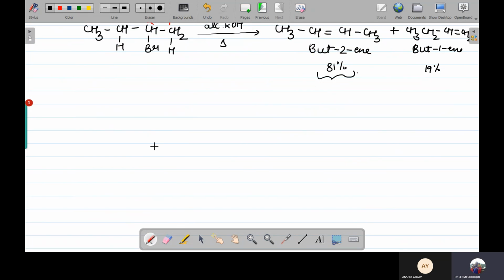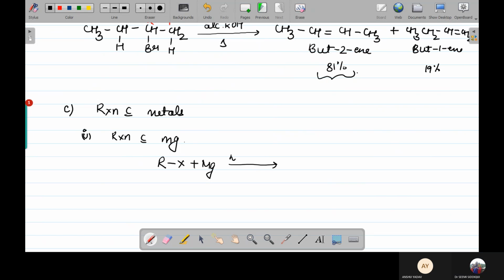The third reaction or chemical property is reaction with metals. In the case of reaction with metals, we have first reaction with magnesium. RX plus Mg, we use dry ether. Over here, the role of dry ether is what? That dry ether we are using so that it can absorb the moisture and our reaction does not become violent. So your Grignard reagent is going to form.